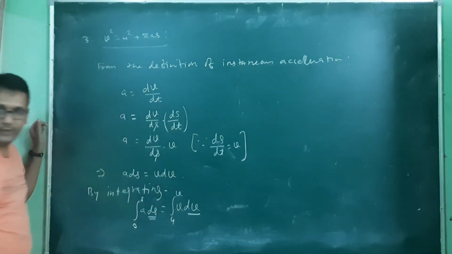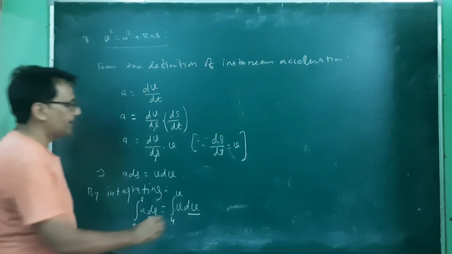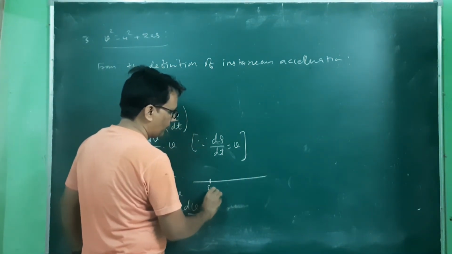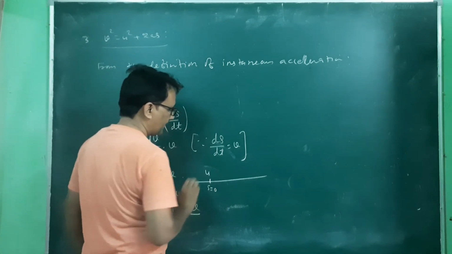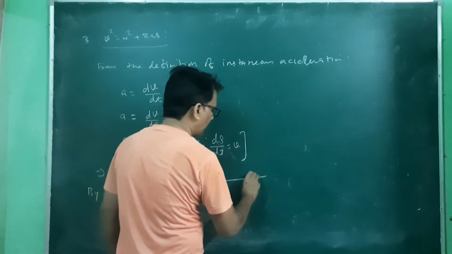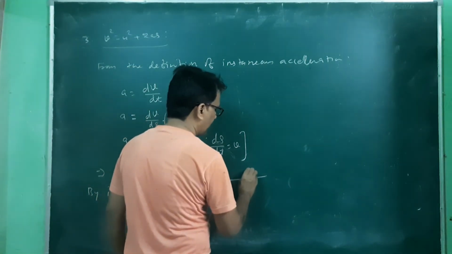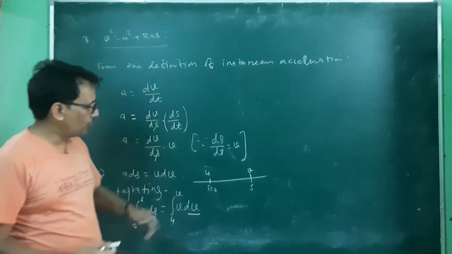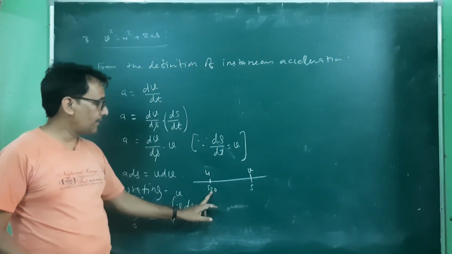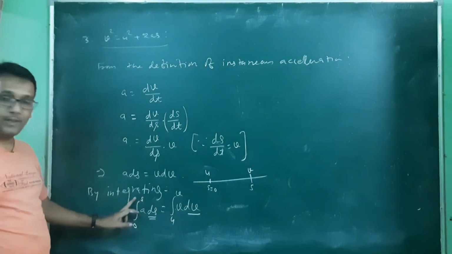So if we have this motion, at s equal to 0, the initial velocity is u, and when the total displacement is s, then the final velocity is v. So this will be from u to v, and this is from 0 to s.